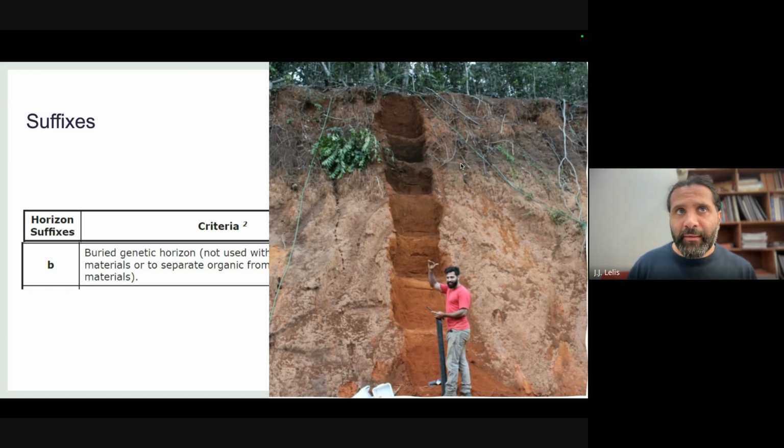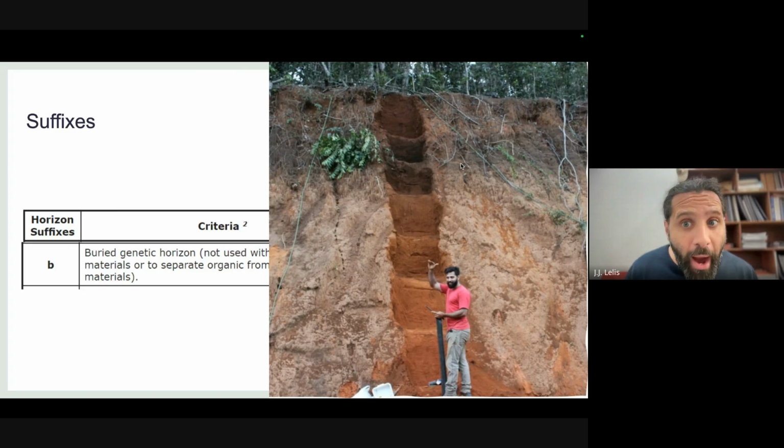For example, let's say that I have an A and a B horizon. And then after some time, this A horizon is completely eroded. It's completely erased. So now the B horizon is at the surface. And after some time, this B horizon can be buried by something. For example, I can now have an A horizon, a C horizon, and a B horizon. And this B horizon was buried. So this B horizon, I should indicate with the suffix b, indicating that it was buried, okay?